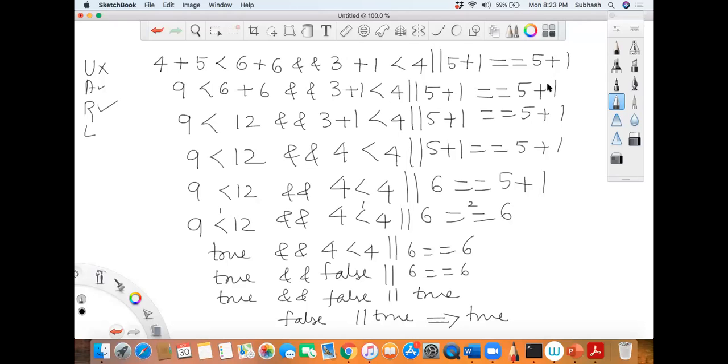Ramya, for logical operators the associativity is left to right, and for the not operator it is right to left. For all unary operators it is right to left. So the answer is runtime error, runtime error, runtime error. Okay.